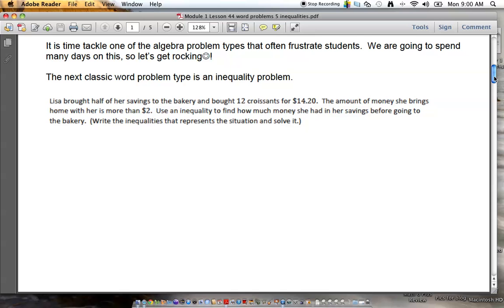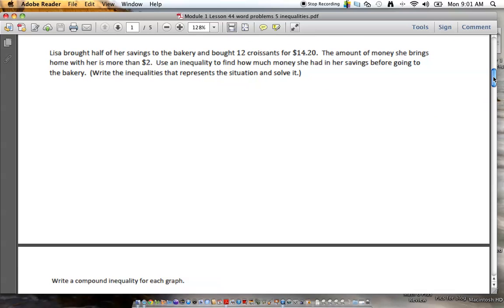Lisa took half her savings to the bakery and bought 12 donuts for $14.20. The amount of money she brings home with her is more than $2. Use an inequality to show how much money she had in her savings before going to the bakery. Now, if we let X be the amount of money in her savings, then she brought half of her savings to the bakery. So half of her savings is X over 2. Agree? Yes. All right.